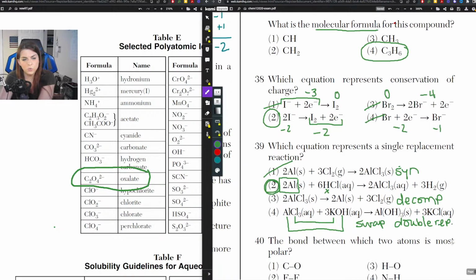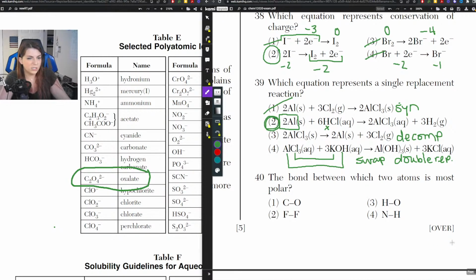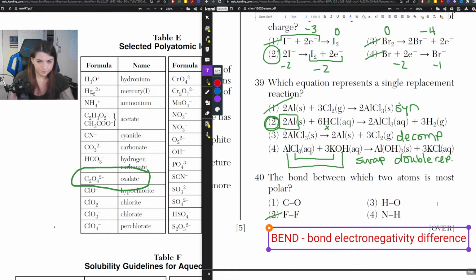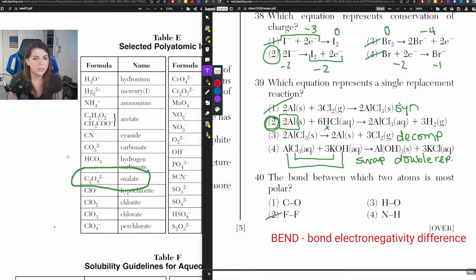Now moving into 40. Of course, feel free to ask questions at any time. The bond between which 2 atoms is the most polar? Okay, I already know which one's the least polar. That's fluorine bonded to itself. They each have an electronegativity of 4.0, and 4.0 minus 4.0 tells me that fluorine is a nonpolar bond right there. In order to figure out the polarity here, you're going to use BEND, which is the bond electronegativity difference. You just find the electronegativities and subtract them.